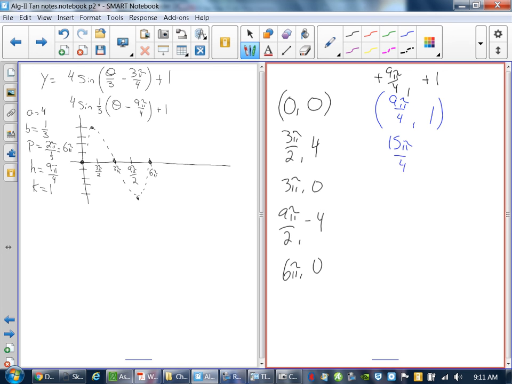So the fractions look like they're going to be awful, but we try to keep it in terms of halves and fourths. And every once in a while you have a third here or there, but it's not going to be anything you can't figure out. 3 pi is the same thing as 12 over 4. So 12 over 4 plus 9 over 4 is 21 over 4. 18 over 4 plus 9 over 4 is 27 over 4.